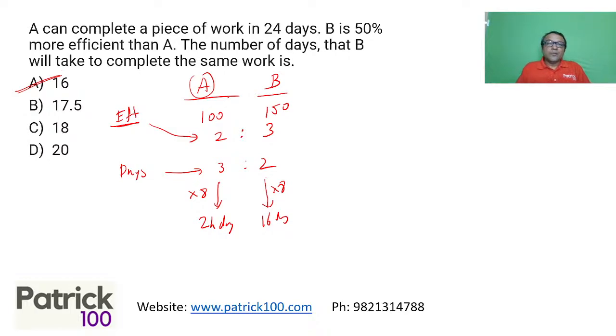Technically, you can do it mentally. B is 50% more efficient than A. You can make out efficiencies are 100 is to 150, or 2 is to 3. So days is 3 is to 2. 3 stands for 24, 8 times. So 2 will stand for 16, 8 times. You get the answer. The advantage of doing these types of sums this way is that you can do it mentally. The moment you can do it mentally, you can do it much faster.